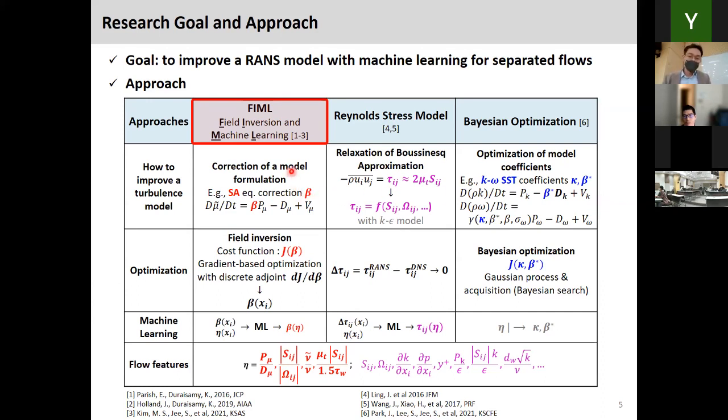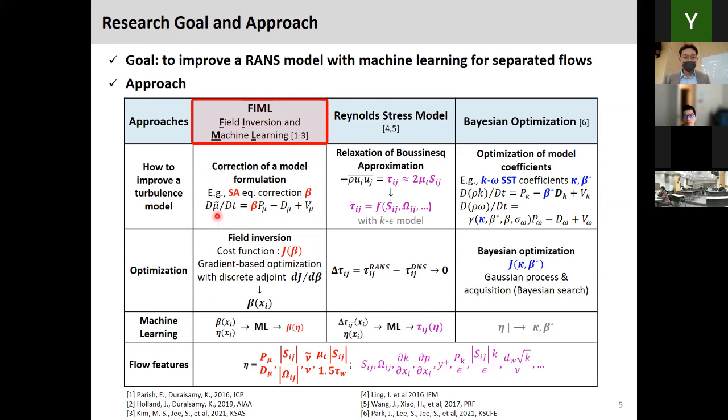Today, due to the time limit, I would like to focus on field inversion and machine learning, which we use as a tool to apply to separated flows. In this field inversion machine learning framework, we can optimize the mathematical formulation of the model equation.